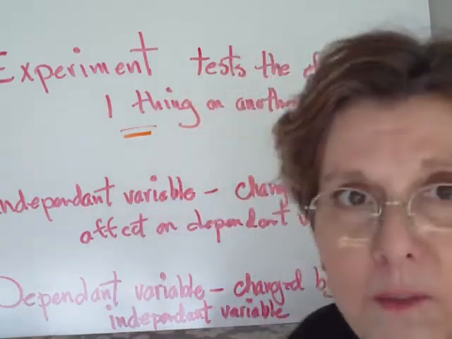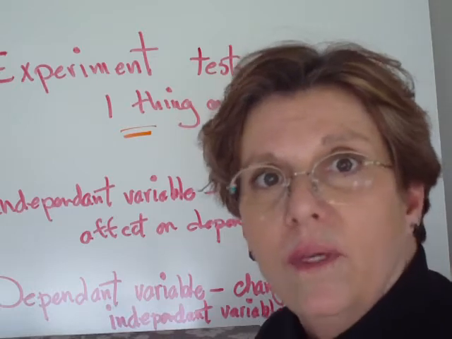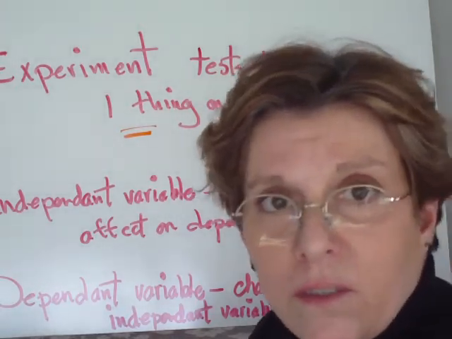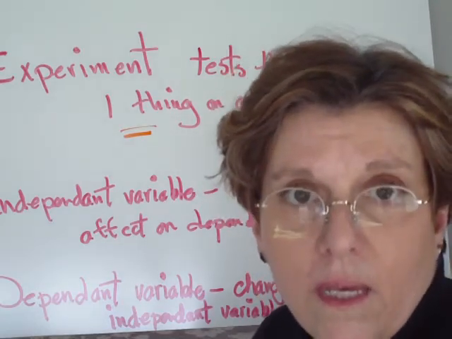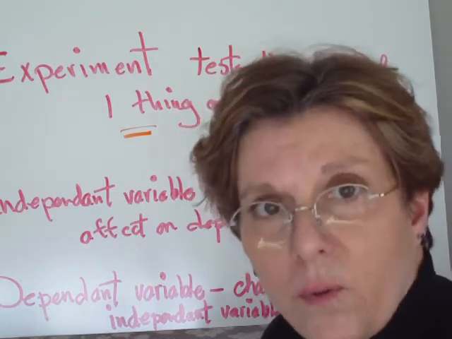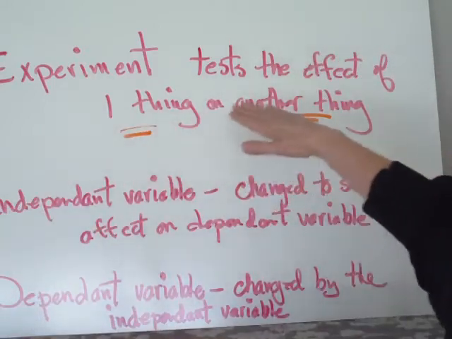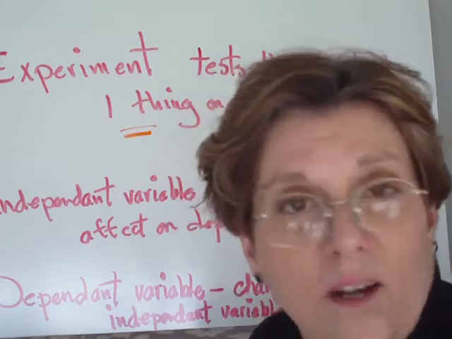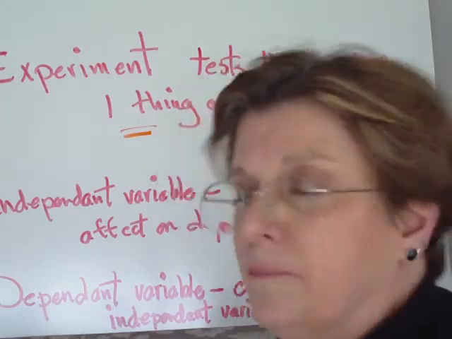So, a word about experiments. Experiments stay very organized and orderly so that we can duplicate the experiment. Sometimes scientists from around the world are interested in other scientists' work, so they can duplicate the experiment if everything is written down in an orderly fashion. So, here we have experiment: test the effect of one thing on another thing. And that's basically it. And in our example, we're going to test the effect of fertilizer on plants.